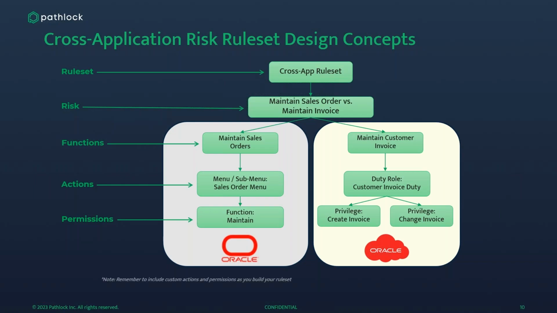So with that said, this is how we build risk rule sets, right? I would just add the note here about remembering to include custom actions and permissions as you build your rule set.